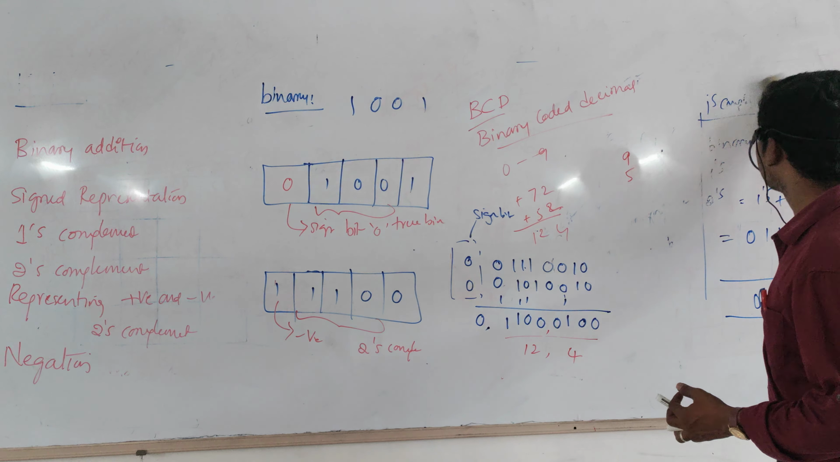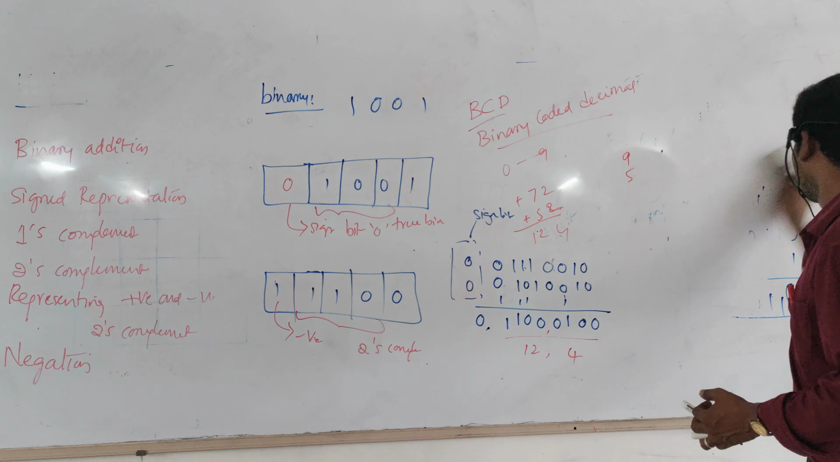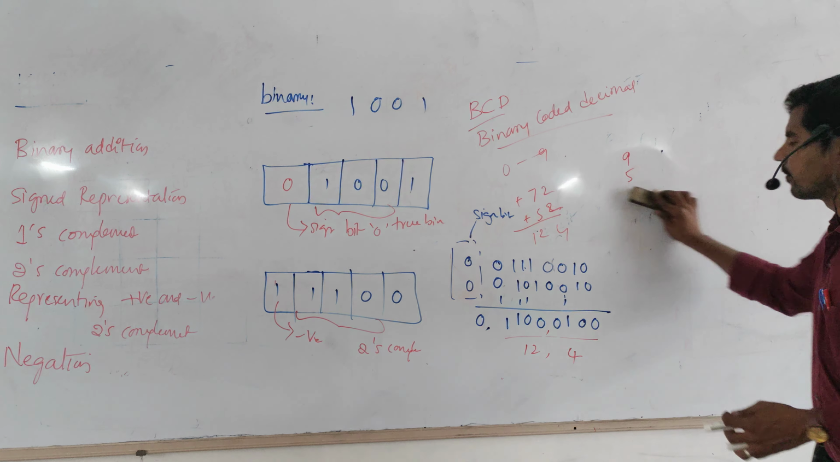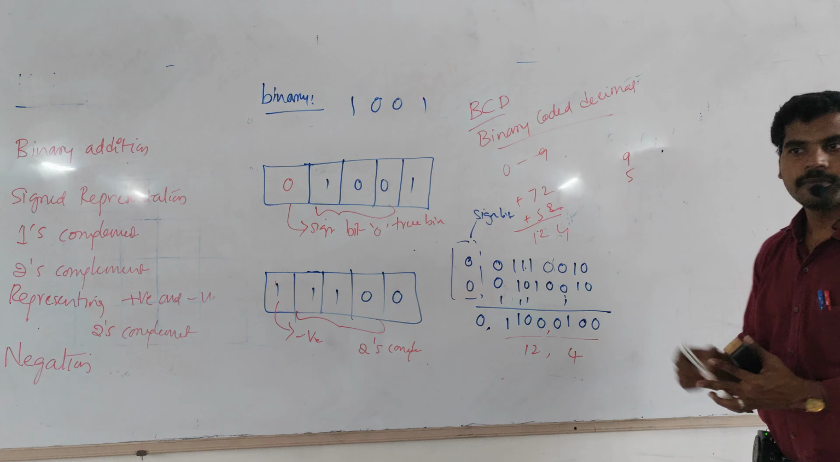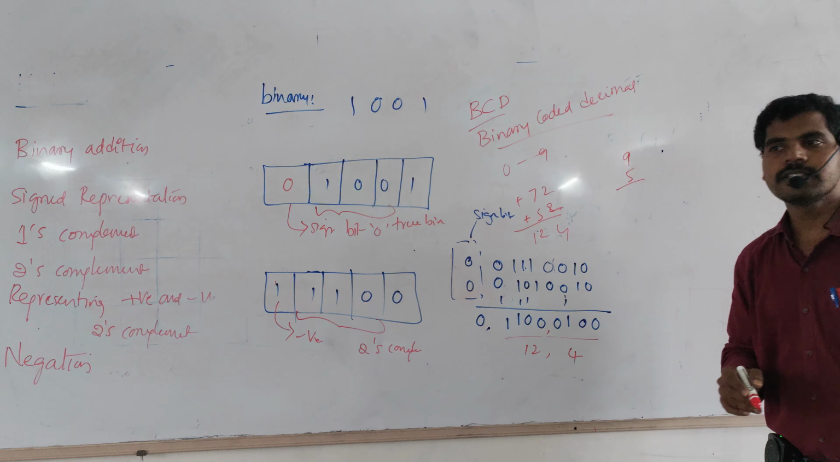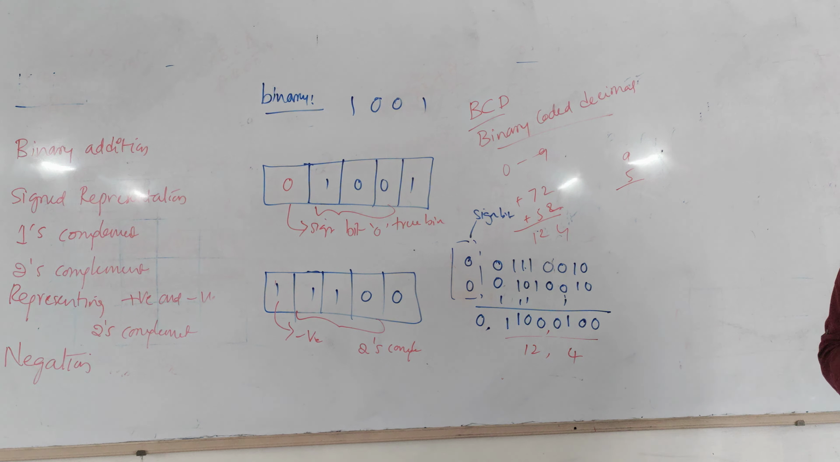9 plus 5 is equal to 14. What is the range of BCD? 9 only, right? That means this value exceeds the BCD range. Yes or no? In BCD addition, values must be within 9. If it crosses 9, it has exceeded.